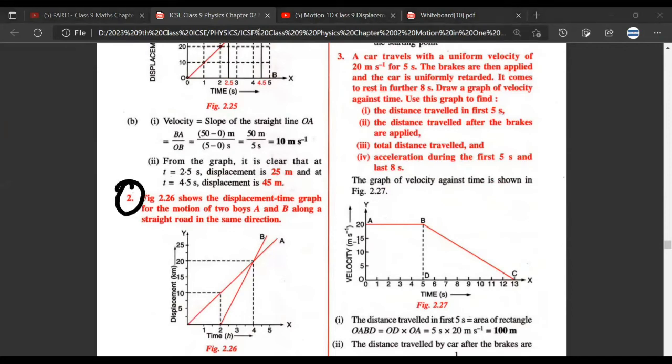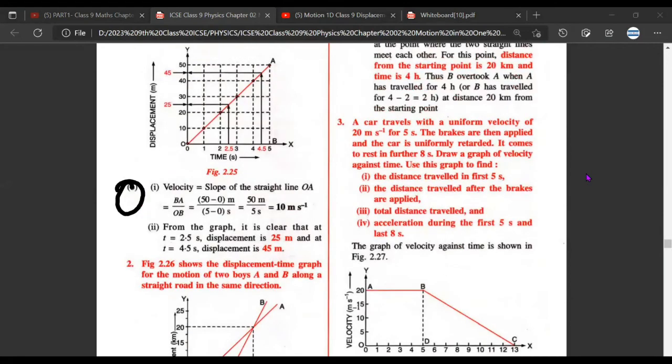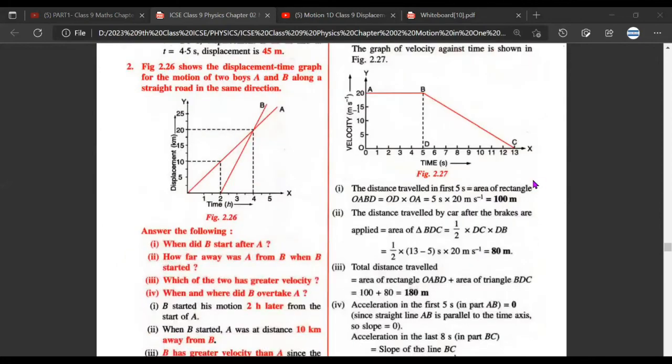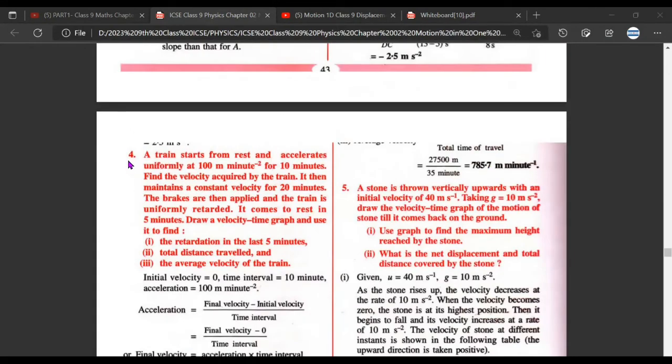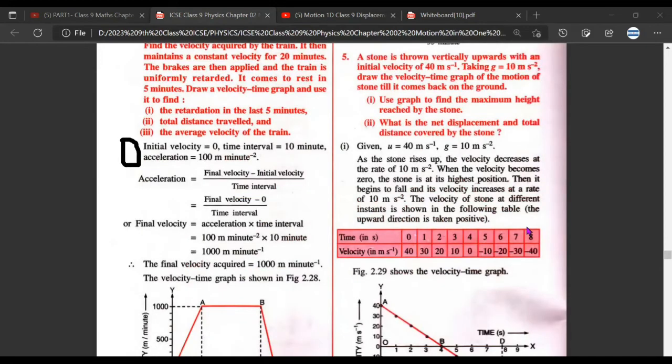Question number 2. These are solved examples, so you'll find the solution also, don't worry. Question number 3. Note kar lo beta. Note kar lo. Question number 2. Question number 3. You can refer to the numericals also, to the solution also, that is not an issue. Question number 4. I'll be sending you the PDF in the next 5 minutes.